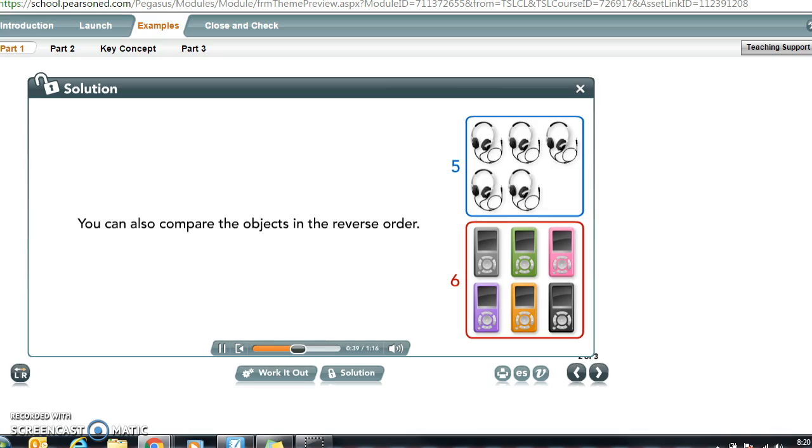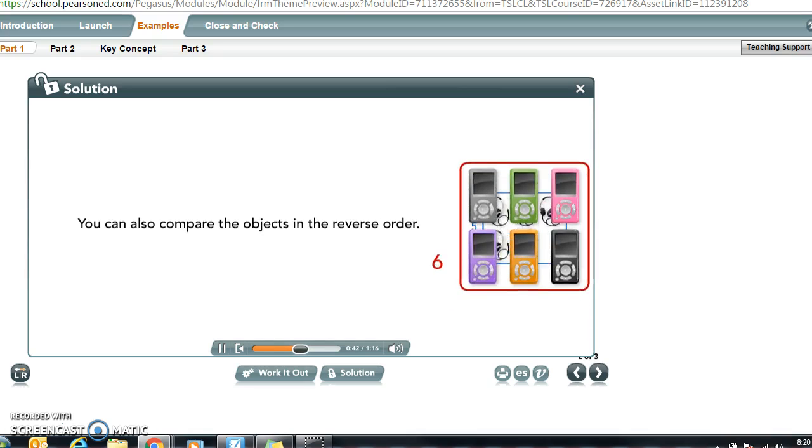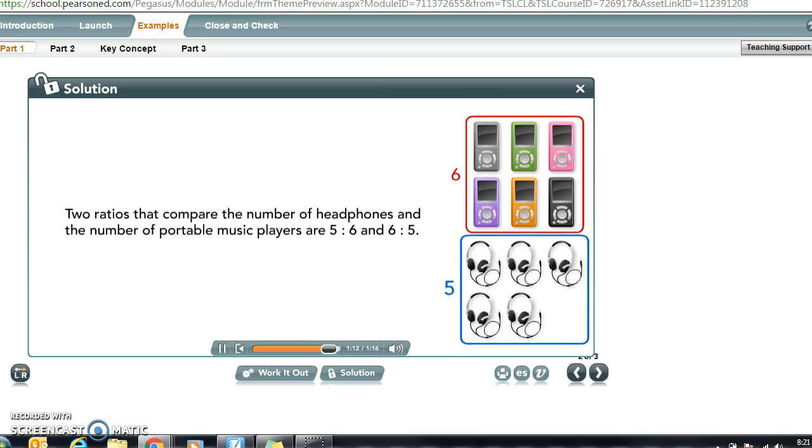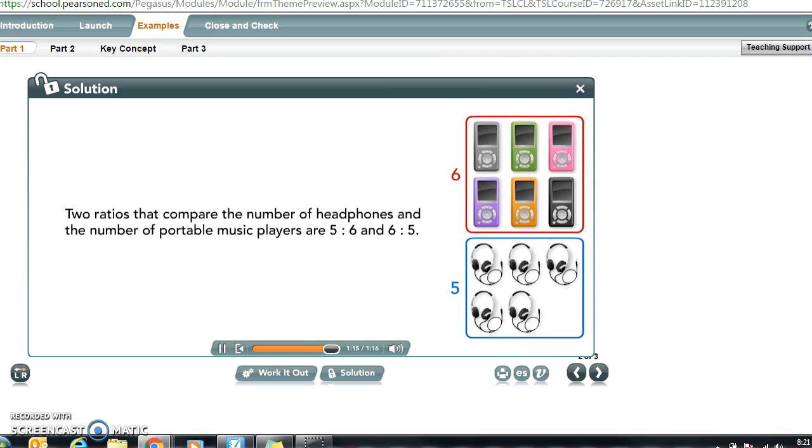You can also compare the objects in the reverse order. To compare the objects in the reverse order, write the ratio of the number of portable music players to the number of headphones. So the ratio of the number of portable music players to the number of headphones is 6 to 5. 2 ratios that compare the number of headphones and the number of portable music players are 5 to 6 and 6 to 5.